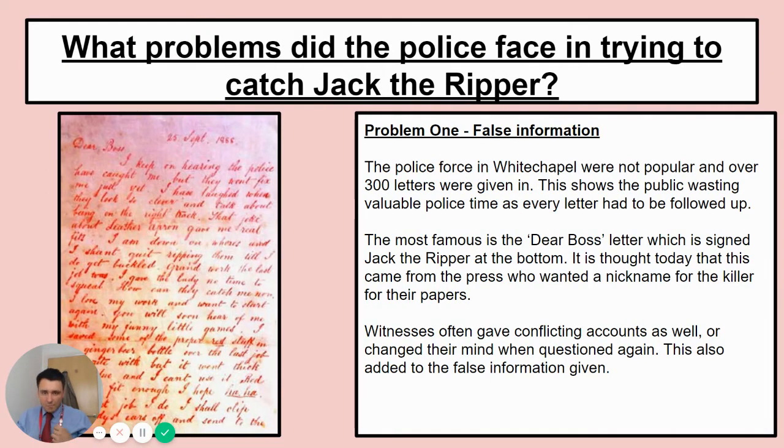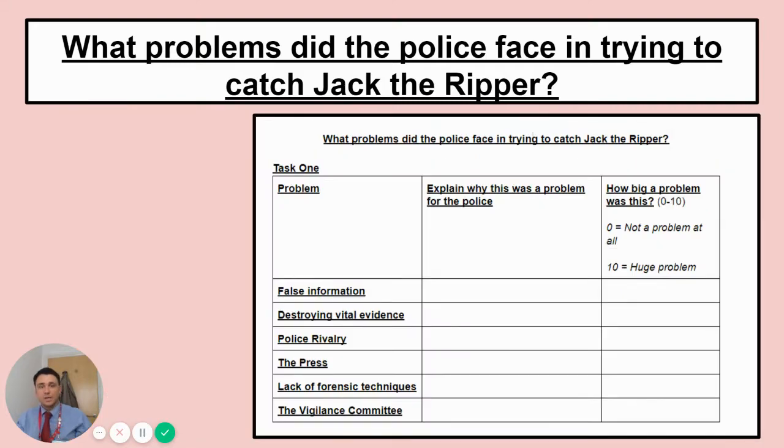So, if we go back to that worksheet then, this is what I'd like you to do. False information. Can you explain why this was a problem for the police? And then can you just have a think about how big a problem this was? 0 to 10. 0 is, this is not a problem for the police at all. This won't hold them up in the investigation. 10 is, this is a huge problem. This will really significantly stop the police force from being able to find Jack the Ripper. Pause the video here and then we'll look at how this answer should look in a minute.